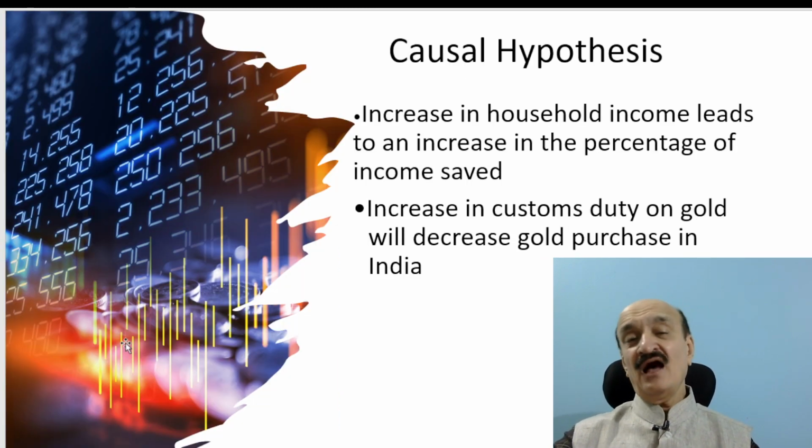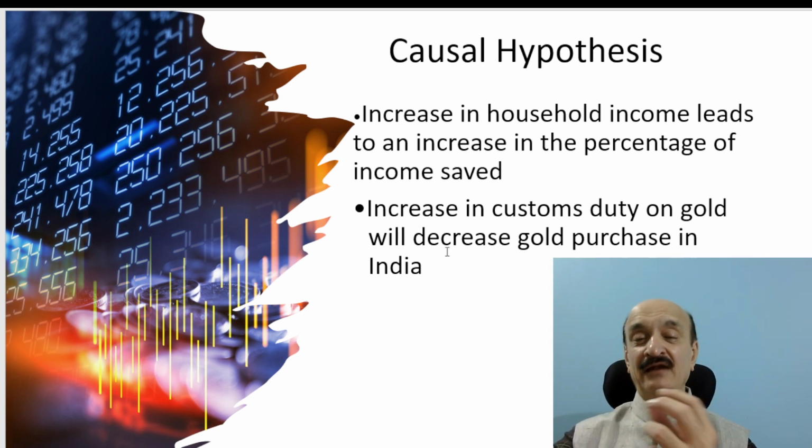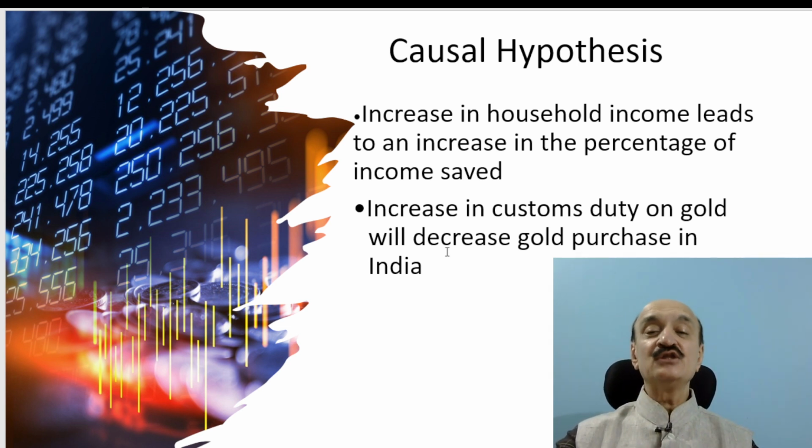The next and the last is a causal hypothesis. Causal comes from cause and effect relationship. So there will be a cause and there will be an effect, and the description is given by the causal hypothesis. For example, increase in household income leads to an increase in the percentage of income saved.